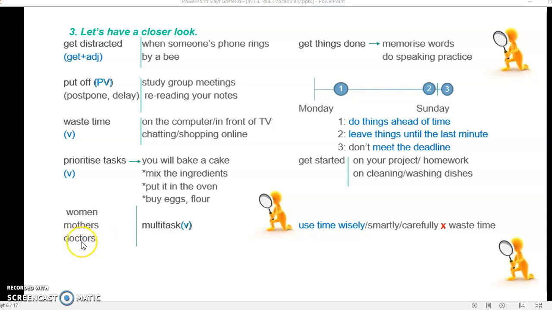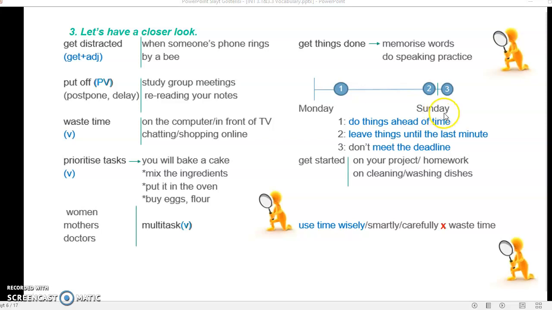And nowadays, doctors multitask because the hospitals are very crowded. They have to do many things at the same time. Okay, the next one is get things done. This means finishing things. For example, before the exams, there are some things and you have to get those things done. Like you have to memorize words, you have to do speaking practice before the exam, you have to finish these tasks.